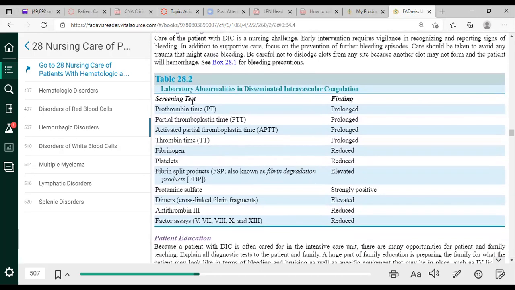And it just gives you some laboratory values that you would see with a patient with disseminated intravascular coagulation, where a lot of the coagulation studies will be prolonged. And when they say it's prolonged, that means that it's high. That's what they mean. When they say it's more prolonged, it's high, it's elevated.